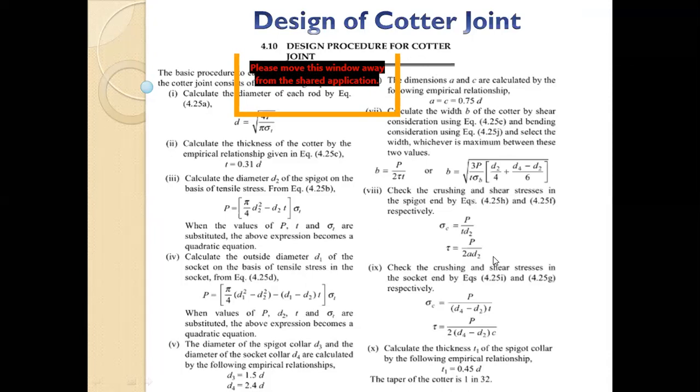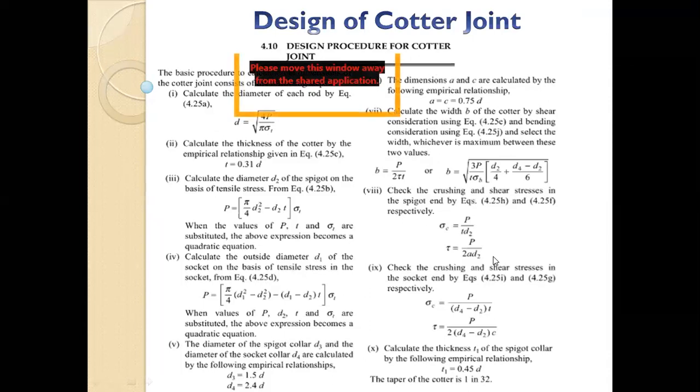It is D4 minus D2 into T, right? Load upon that area is your crushing stress. Similarly, tau is P upon 2 into (D4 minus D2) into C. So using this, steps number 8 and 9, we will see whether the dimensions we have derived are okay and our design will not fail.